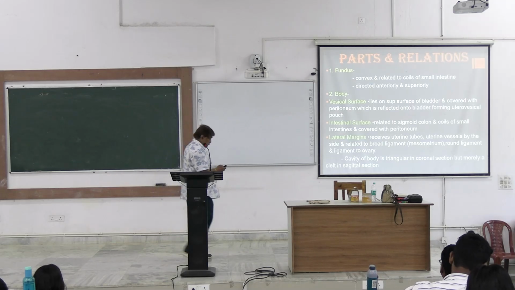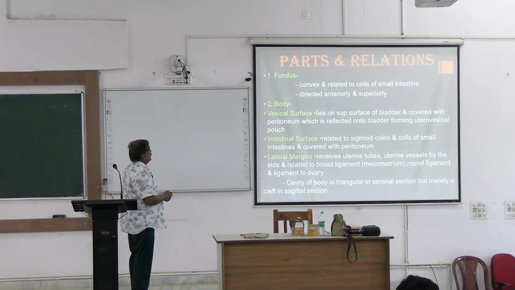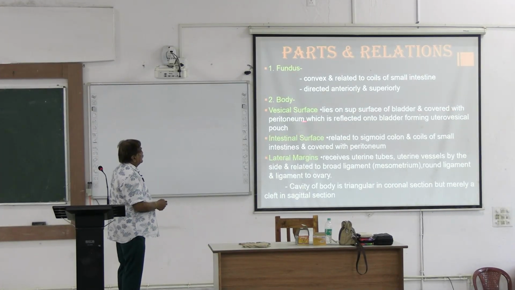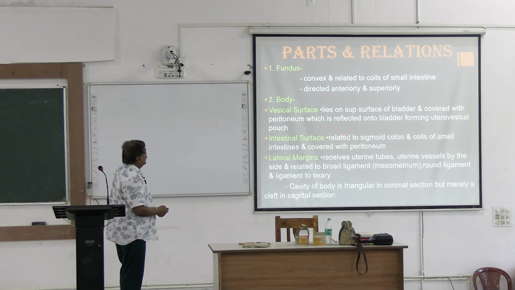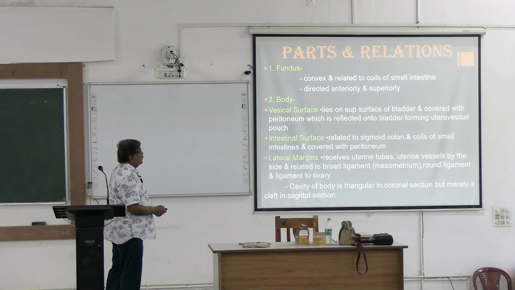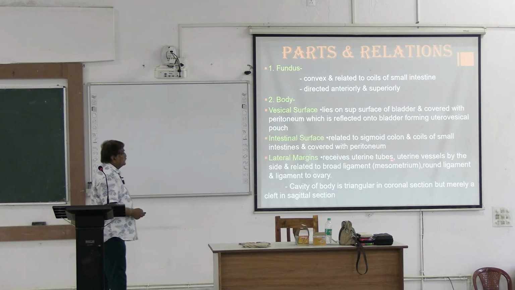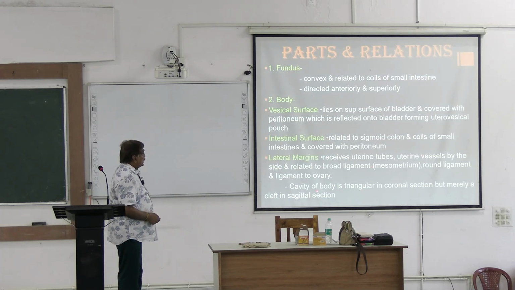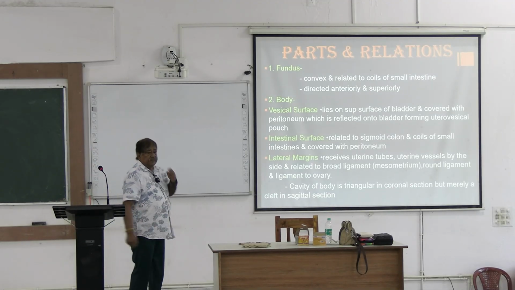Now the parts and relations: the fundus, convex, related to the coils of small intestine directly anteriorly and superiorly. Body, vesical surface lies on the superior surface of the bladder and is covered with peritoneum, which is reflected onto the bladder, forming the vesical pouch. Intestinal surface related to the sigmoid colon, the coils of small intestine and covered with peritoneum. Lateral margins receive uterine tubes, uterine vessels by the side, and related to broad ligament, mesometrium, round ligament and ligament of ovary. The cavity of the body is triangular in coronal section, but merely a cleft in sagittal section.